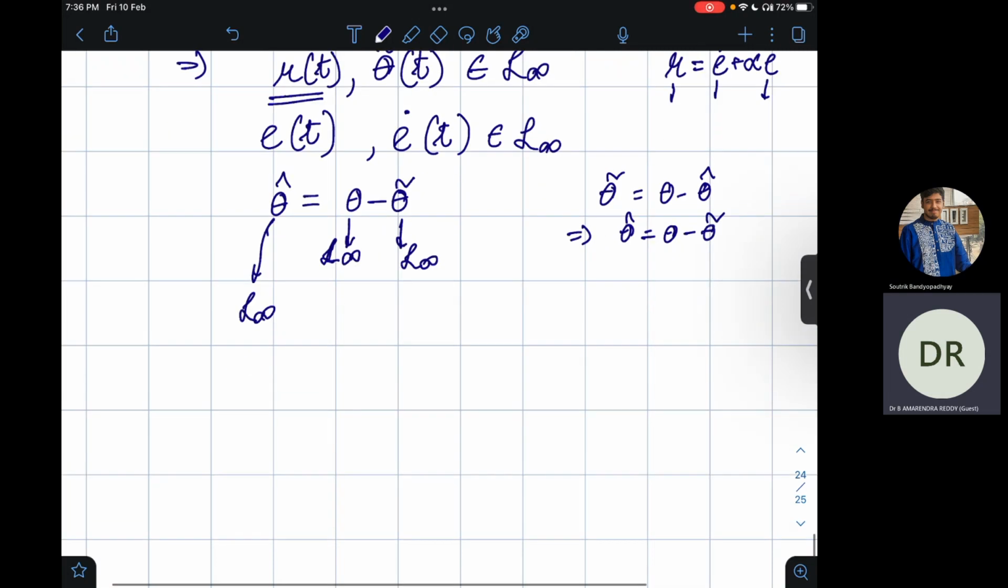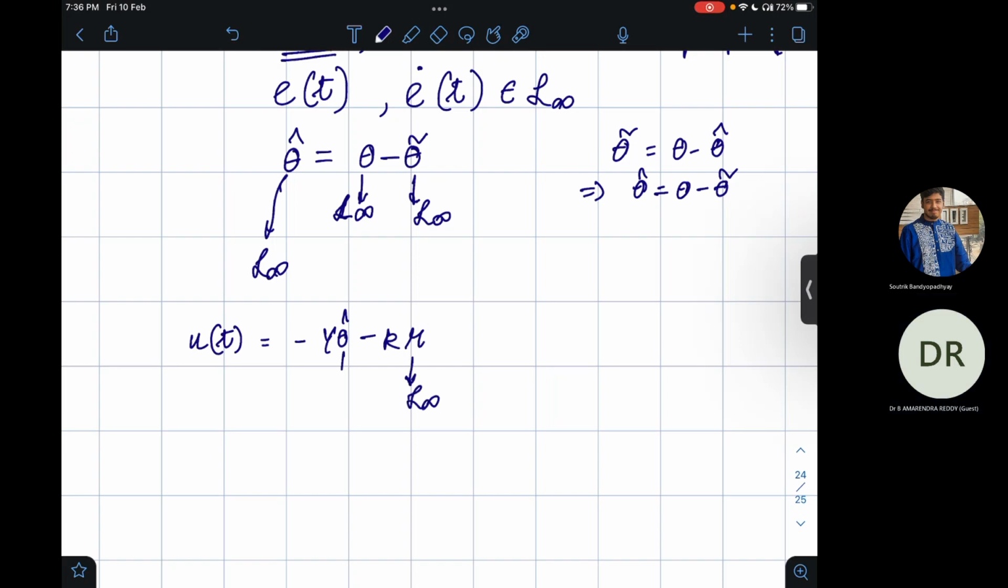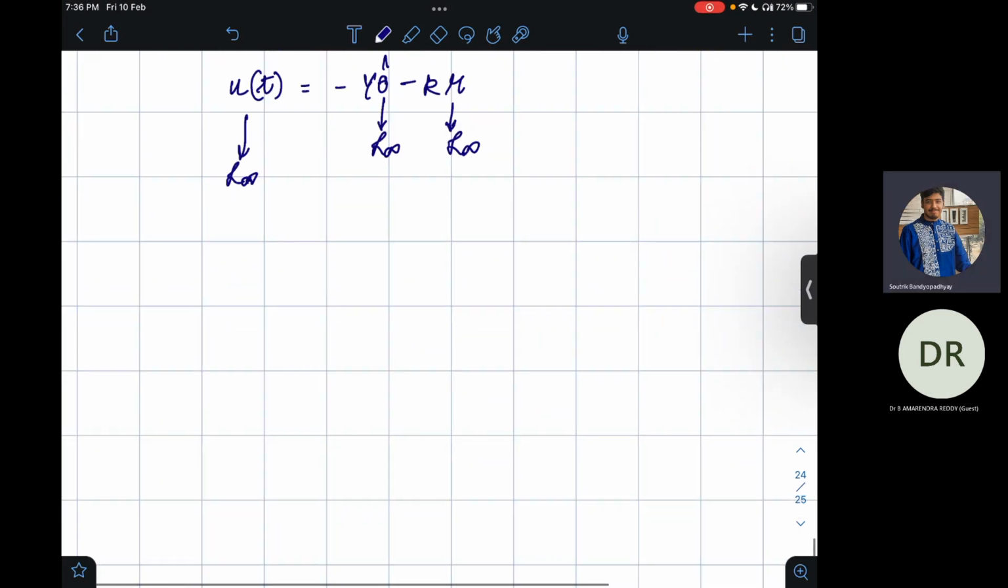Now, if you look at the control law, u of t is equal to minus Y times theta hat minus k r. This u of t is also bounded. Since r is bounded and theta hat is bounded, u of t is bounded.